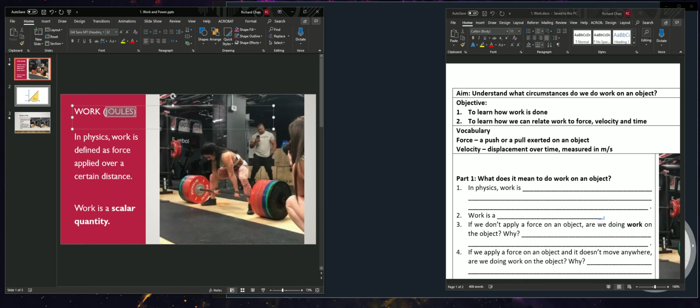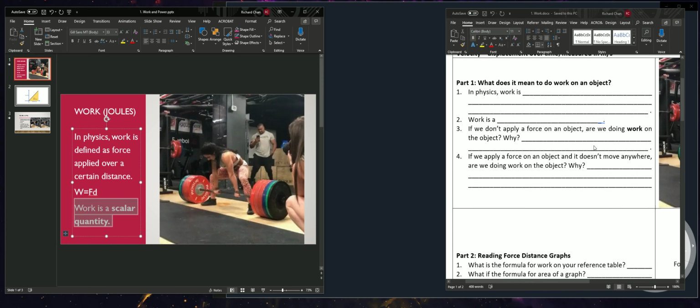And also know that work is measured in joules. While there isn't a place for you to write it on the paper, I do expect you to know that work is measured in joules, right? So once again, work is defined as a force applied over a distance. This is your formula on your reference table. W is equal to Fd, and work is going to be your scalar quantity.